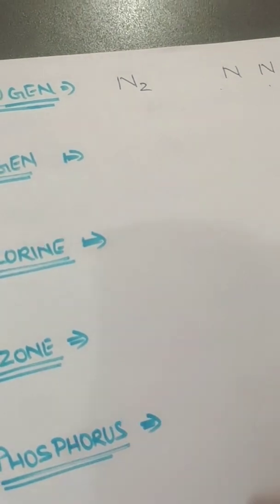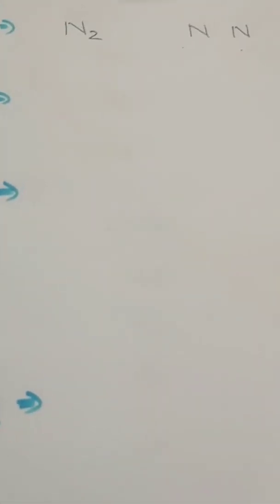Like this is nitrogen, so nitrogen exists like this, N2, because here also nitrogen will combine with the other nitrogen atom and it will form a bond which is called N2. So two nitrogen atoms are sharing their electrons and forming a molecule called N2. They combine together because it has 5 electrons in the outermost shell, so it will be sharing the electrons.